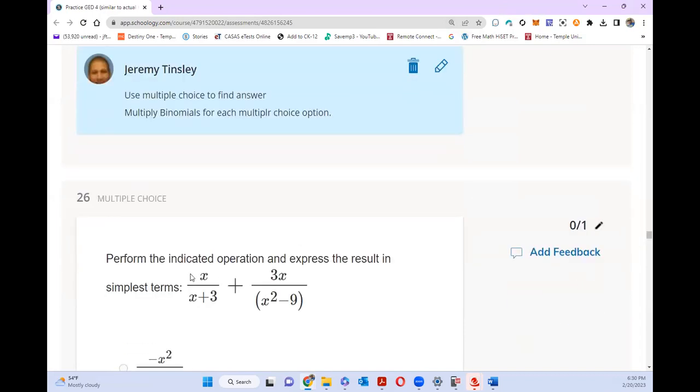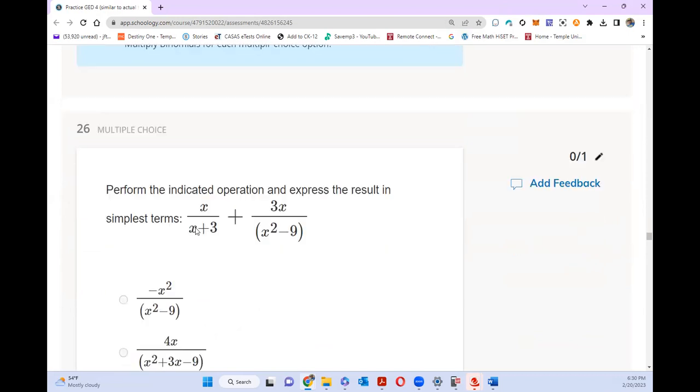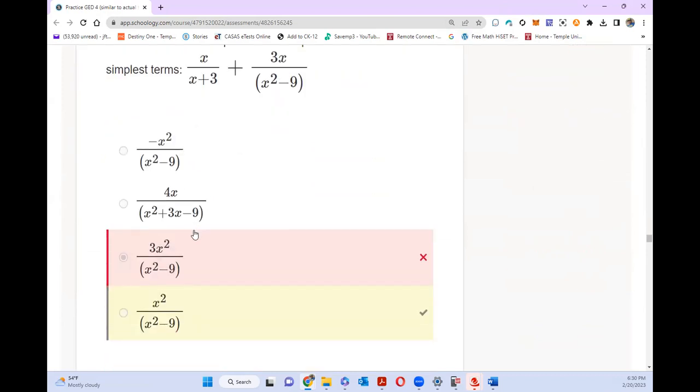It says, perform the indicated operation and express the result in simplest terms. So you do have multiple choice. It has to show you the answer, but I'll show it to you. Okay. Would anybody know how to do this problem? It says, put it in simplest terms, x over x plus 3 plus 3x over x squared minus 9.